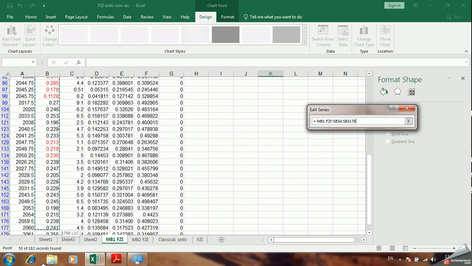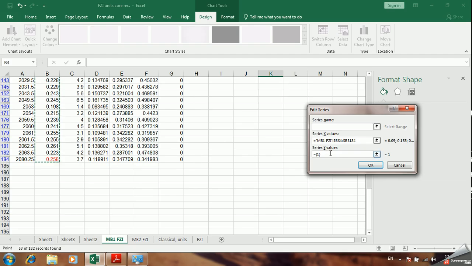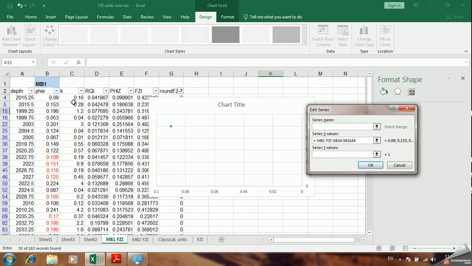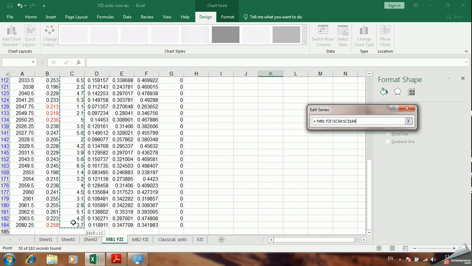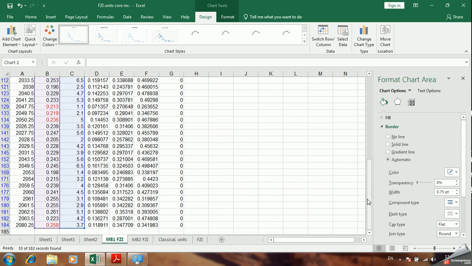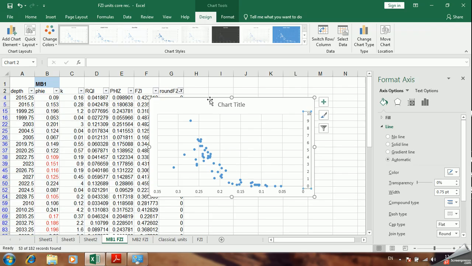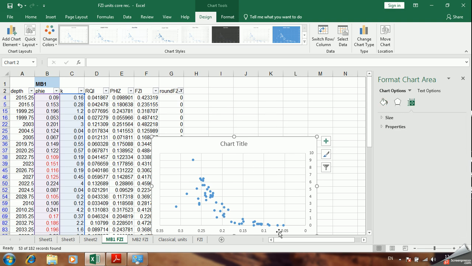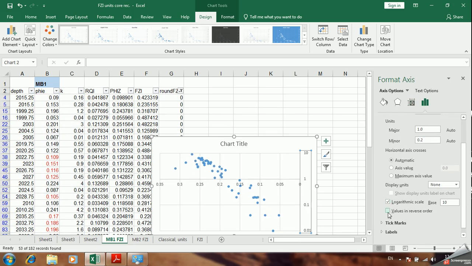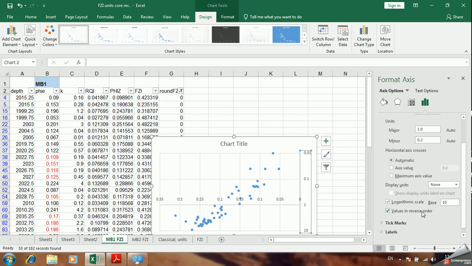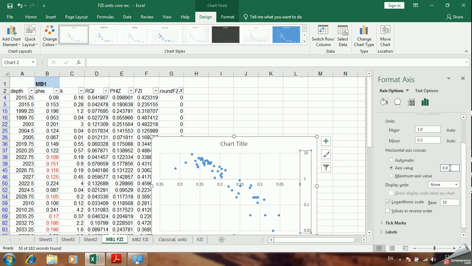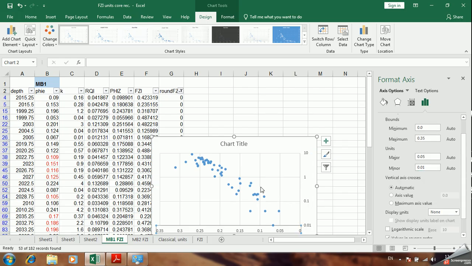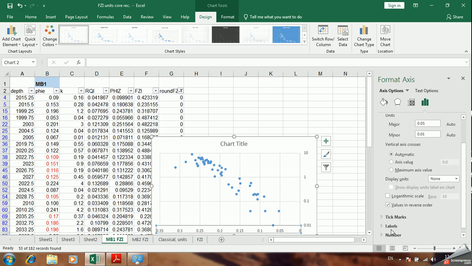Okay, now if you want to make a plot between the porosity and the permeability, we can. As I said, the x-axis is the porosity and the y is the permeability. So this is for the MB1 FZI 0. For the MB1 FZI 0, this is in log, and this is in the inverse.